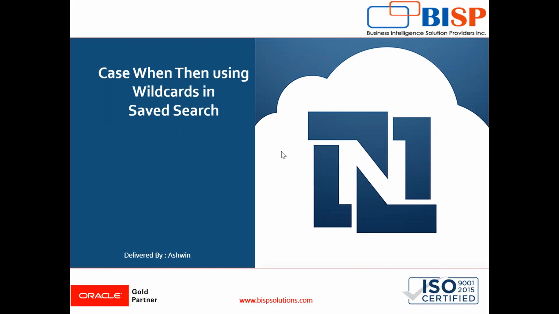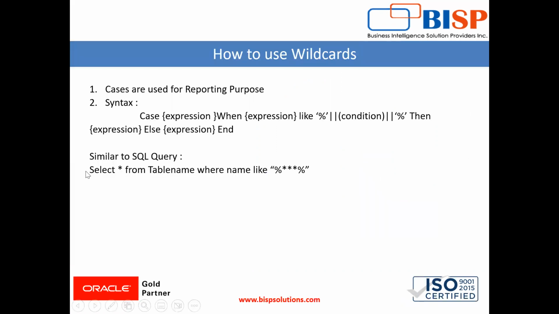Now in this video, I'm going to show you how to use wildcards in saved search. You might have seen the SQL query wildcard: select star from table name where name like. The same wildcards are used in saved search also: case when expression like, and then you put the condition and expression, else, end.